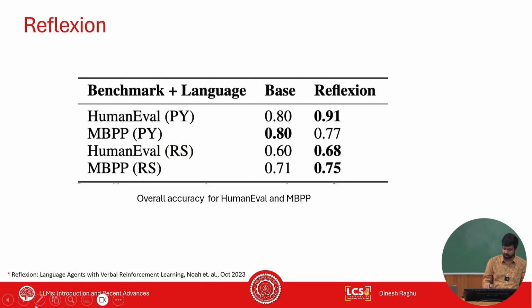So again, there are a lot of these coding tasks. HumanEval again is a coding task that I mentioned earlier. One is on Python, the other is on Rust. There is also, I think the name is Mostly Basic Python Programming or something, right? It's also a programming dataset. So you clearly see that except for one case, Reflexion is doing a really good job. Okay?